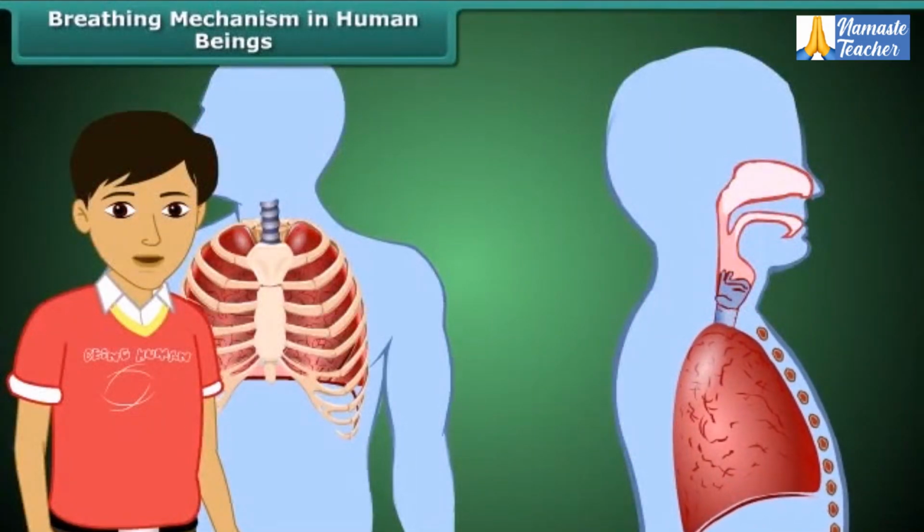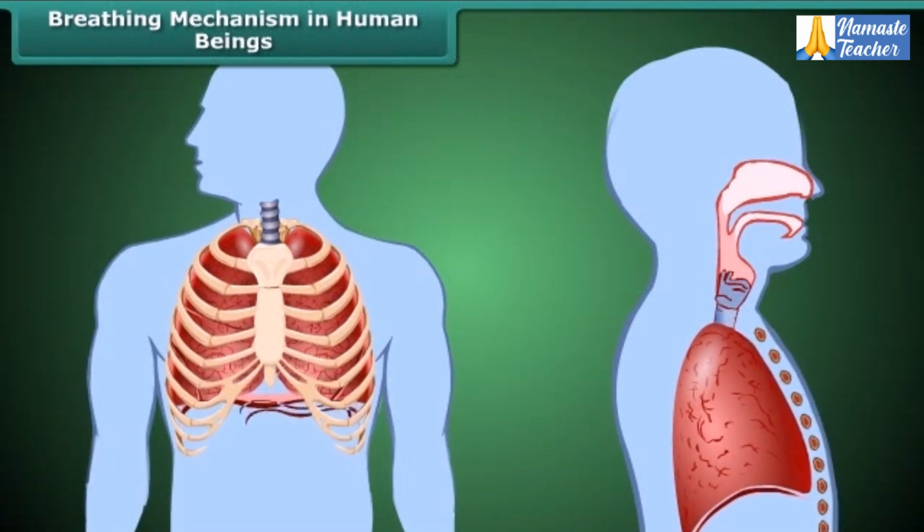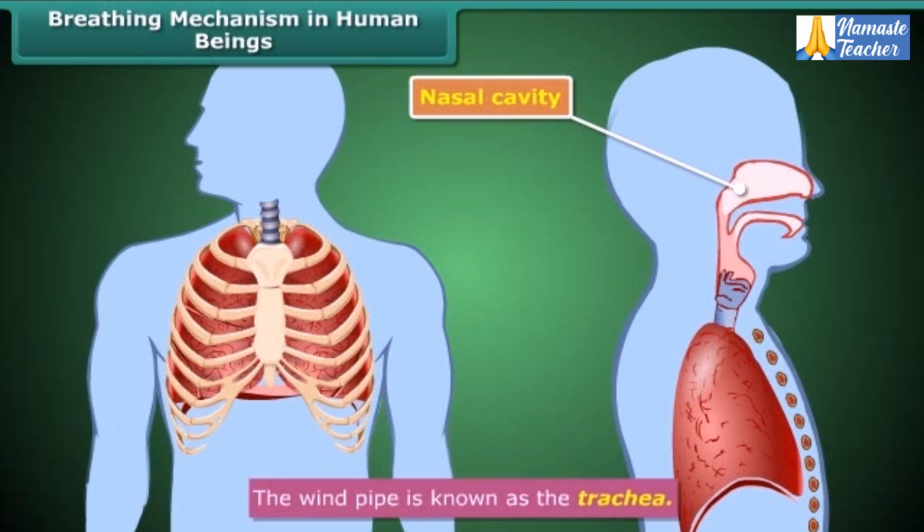Let us now understand how breathing occurs in human beings. First, we inhale air through our nostrils. This inhaled air passes into the nasal cavity. Here, the air is filtered and heated. From the nasal cavity, the inhaled air passes down the throat and enters the windpipe known as the trachea. From the trachea, it reaches both our lungs, which are present in the chest cavity.